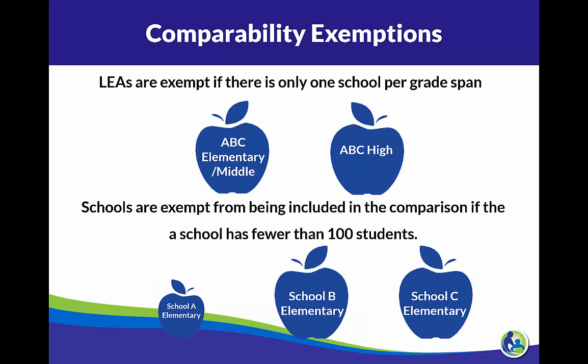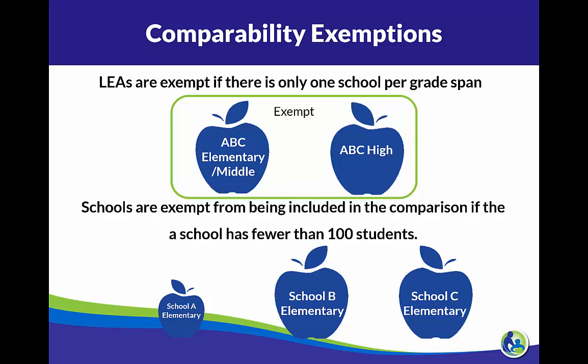There are a few situations where a district or school may be exempt from the comparability report. An LEA is exempt from the Title I comparability requirement if it has only one school per grade span, because there really isn't anything to compare across grade spans. For example, the ABC school district has two schools total, a 4K through 8th grade and a 9th through 12th grade. Therefore, the ABC school district is exempt from completing the comparability report.